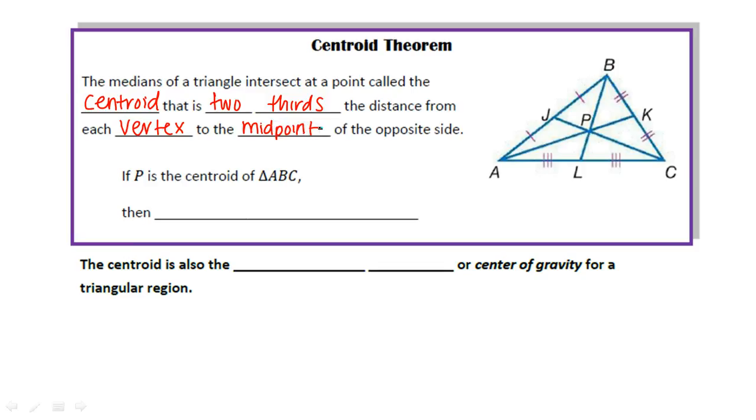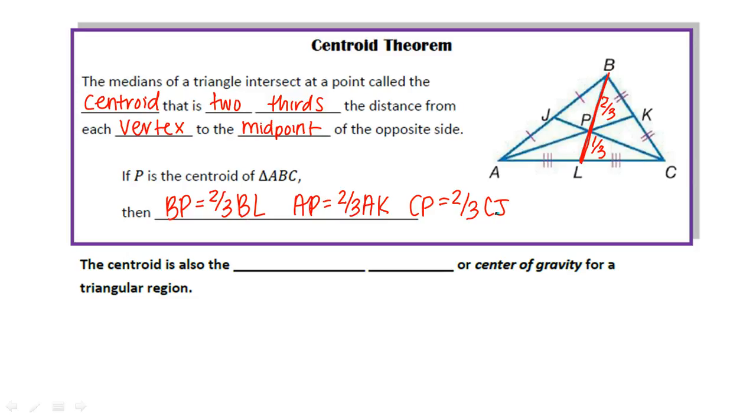to the midpoint of the opposite side. So what this means is that if you look at a median, for example, we could look at BL. BP would be 2/3 of the distance and PL would be 1/3 of the distance. So we're going to write that by saying that BP is equal to 2/3 of the whole distance, which is BL. And the same thing is true for the other medians. AP is equal to 2/3 of AK, and then CP is equal to 2/3 of CJ.